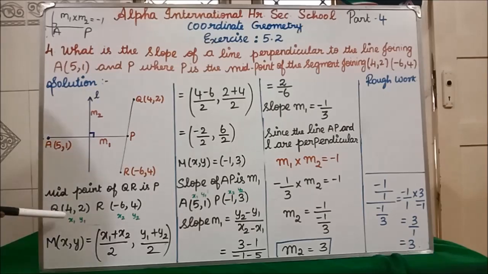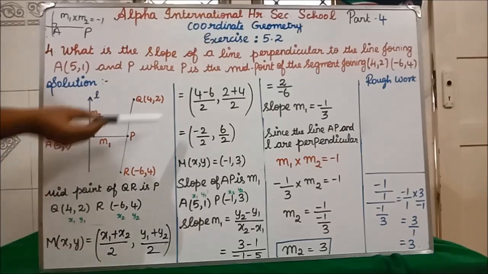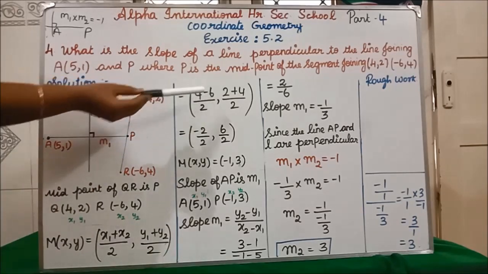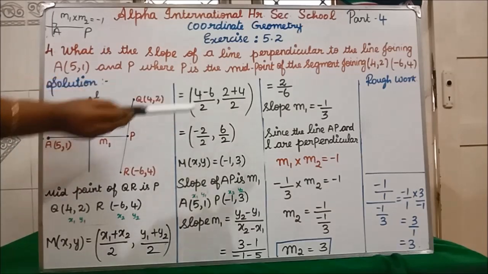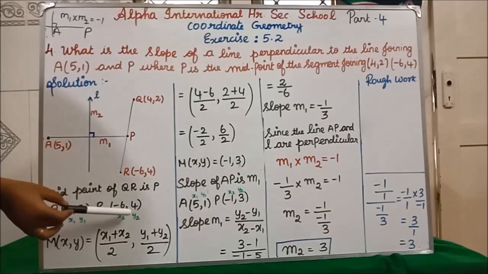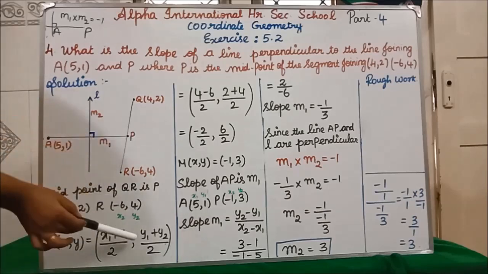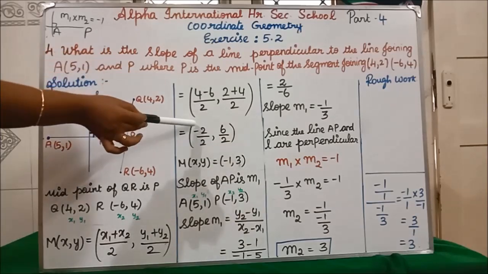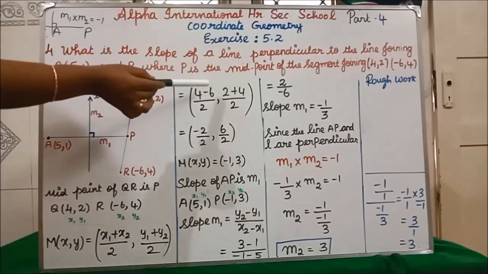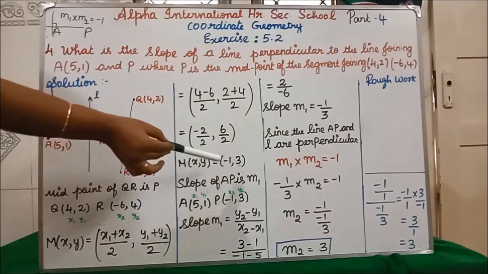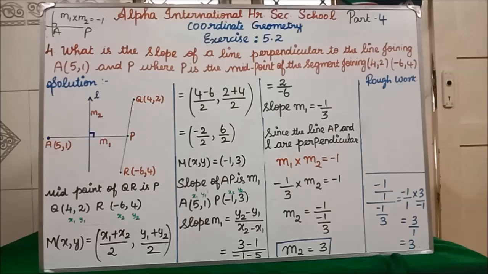Now, x1 value is what? 4. I have written 4, plus x2. x2 value is -6. So I have written -6 divided by 2. Comma. y1 value is 2. y2 value is 4. So (2 + 4) divided by 2. So 4 minus 6 is -2 by 2, comma, 2 plus 4 is 6 divided by 2. -2 by 2, if you cancel, we will get -1. 6 divided by 2, if we cancel, we will get 3.